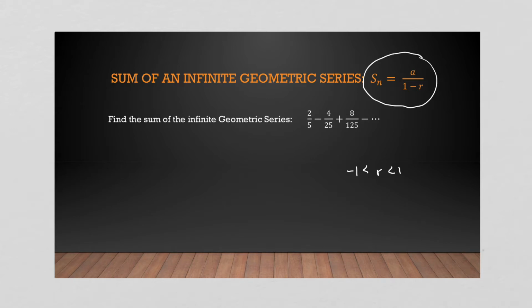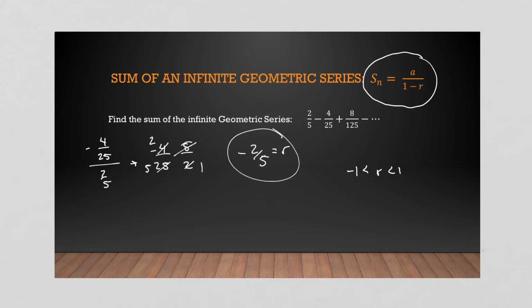So let's look at this series. We got T1 is 2/5, and T2 is -4 over 25. So to find r, it's -4 over 25 divided by 2 over 5, which means we have -4 over 25 times 5 over 2, which simplifies to -2 over 5. So that's our r value. So our r is, in fact, a proper fraction. So we know we're going to converge. We're going to have a finite sum.